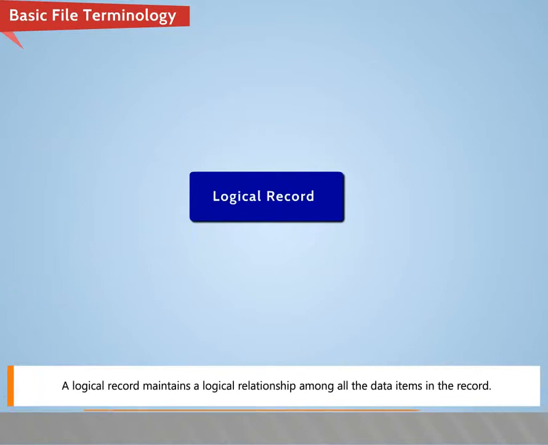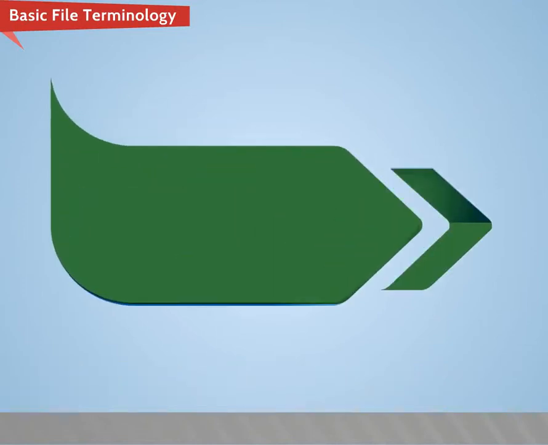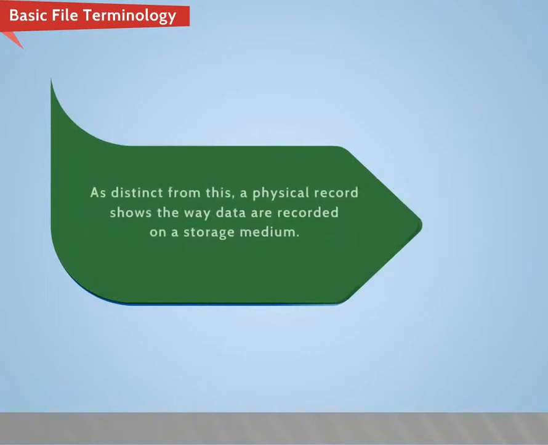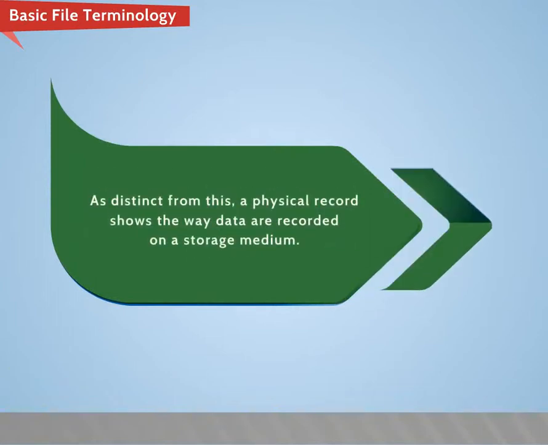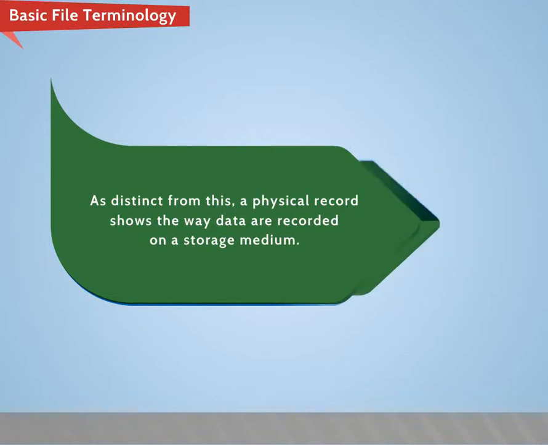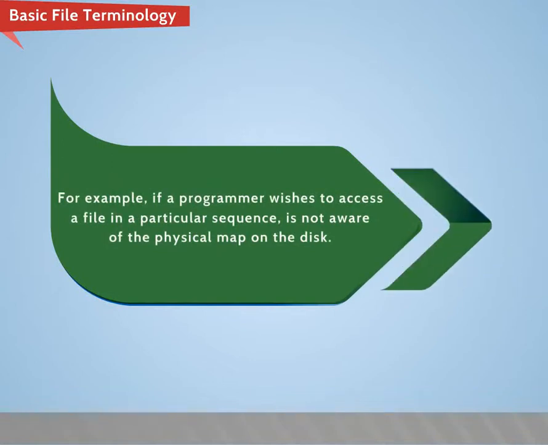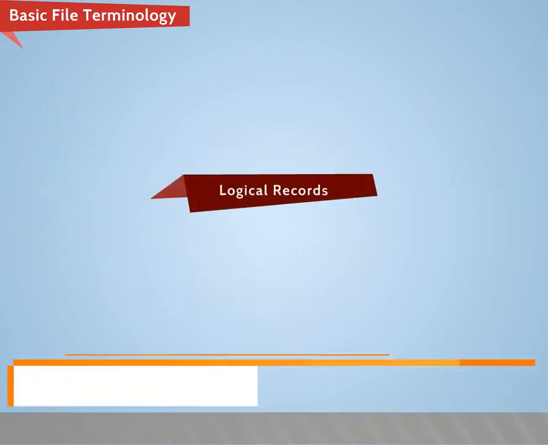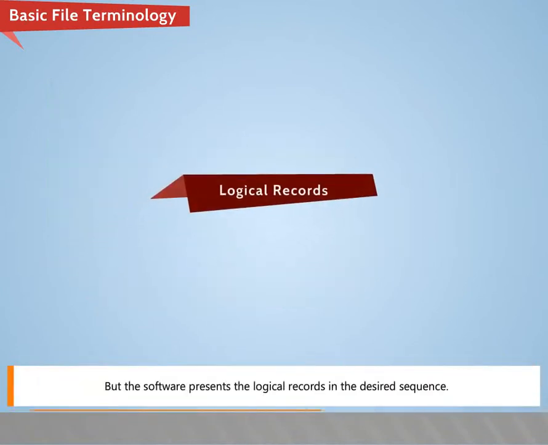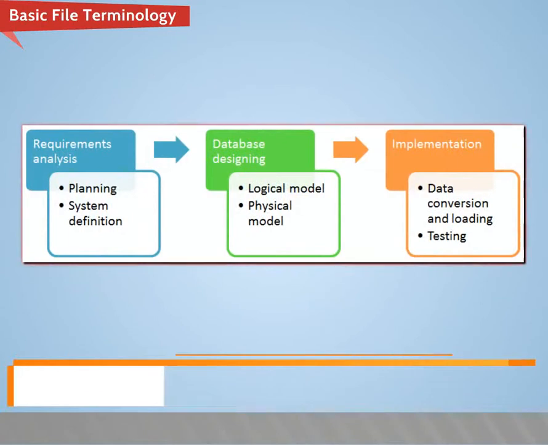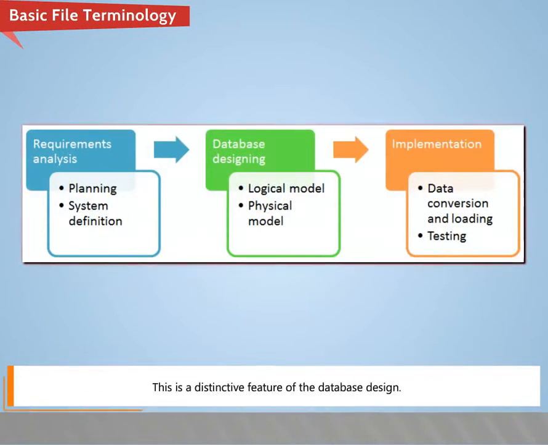A logical record maintains a logical relationship among all the data items in the record. It is the user's or the program's view of the data. As distinct from this, a physical record shows the way data are recorded on a storage medium. For example, if a programmer wishes to access a file in a particular sequence, he is not aware of the physical map on the disk, but the software presents the logical records in the desired sequence. This is a distinctive feature of the database design.